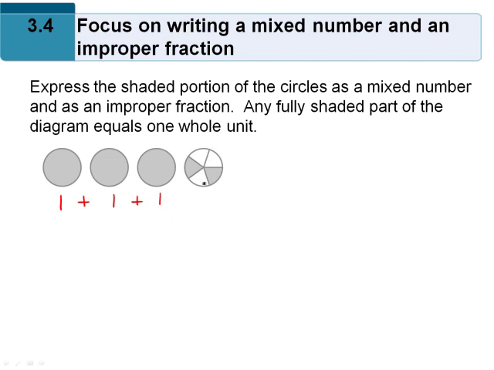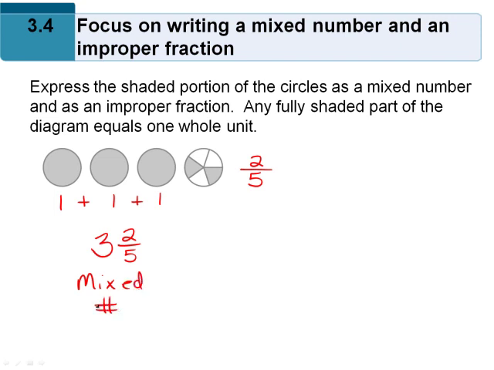Now look at the last circle. It's cut into 1, 2, 3, 4, 5 pieces. So that's the bottom of your fraction. And then the top, the numerator, is going to be how many pieces are shaded, which would be 2. So we've got 3 whole circles, and you've got 2/5 of the last one. So there's your mixed number. That's the first part that they want.